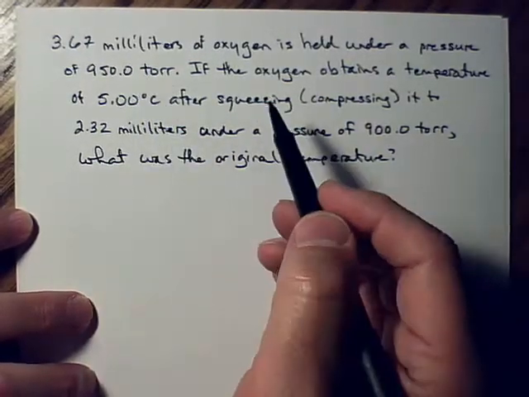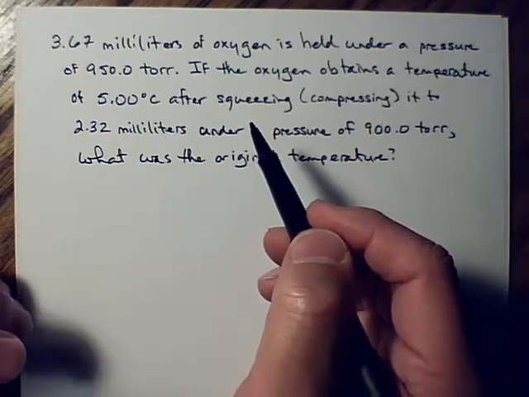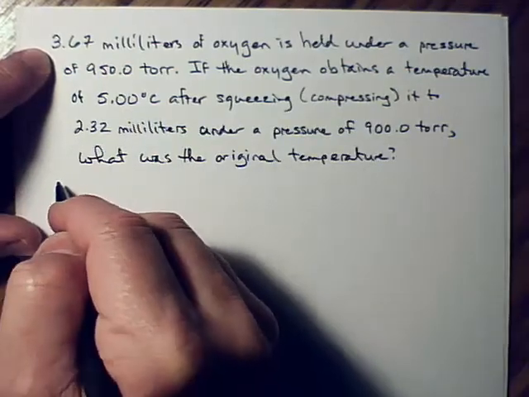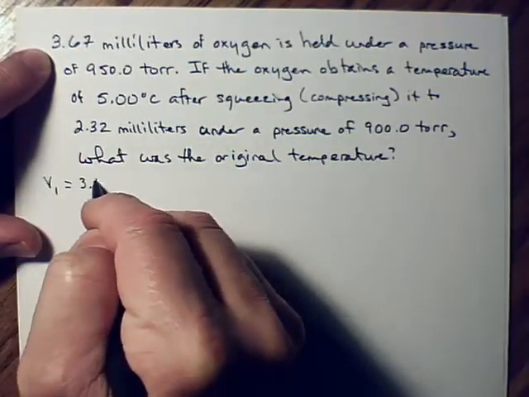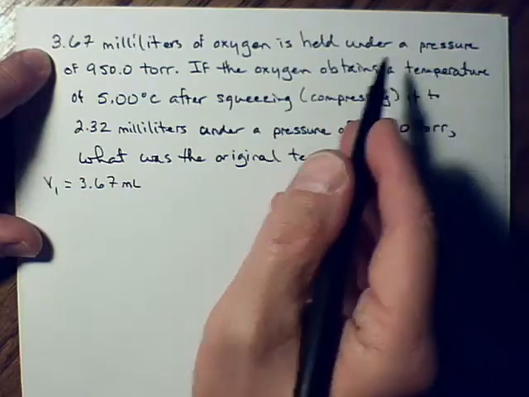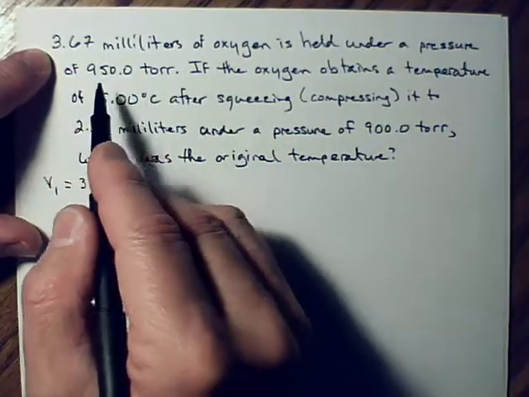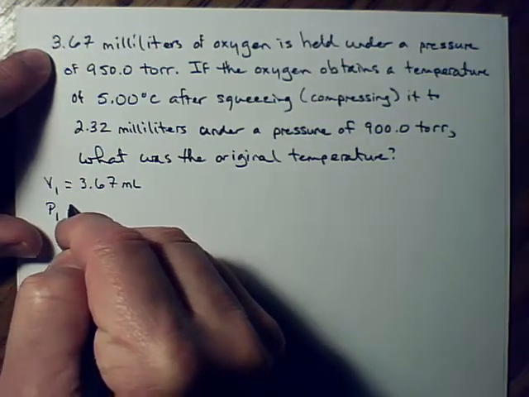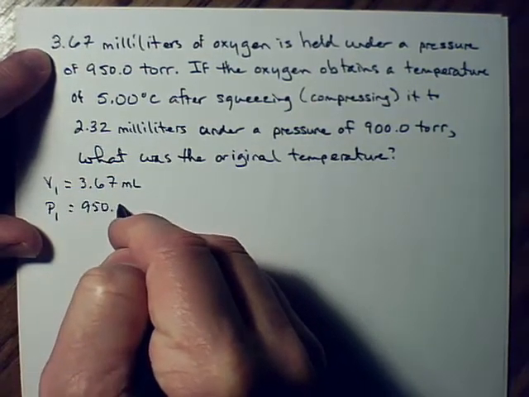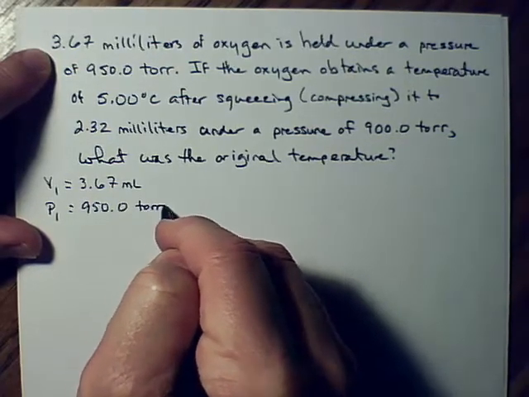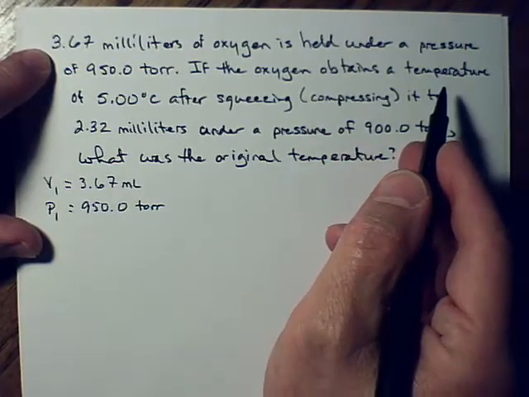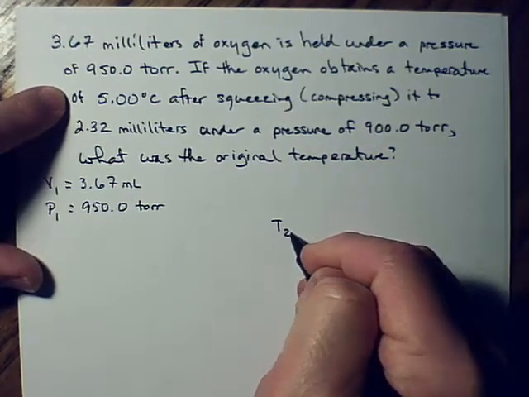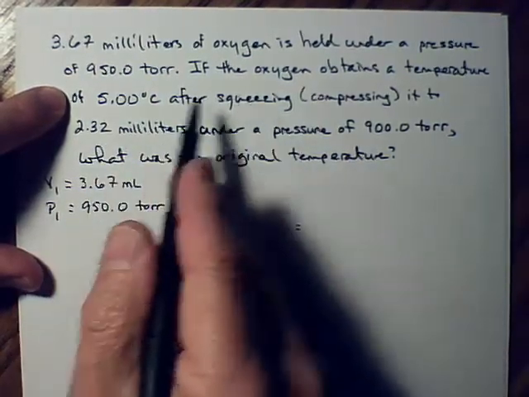All right, so I'm going to read the problem and figure out what do I have, what am I trying to find. Now, it says I'm starting with 3.67 milliliters of oxygen. I'm going to write that down. That's a volume. And I have a starting pressure of 950.0 torr. Pressure is P sub 1. The oxygen obtains a temperature, so we're changing the temperature. So I've got a temperature 2 over here. Temperature 1 hasn't been stated yet.